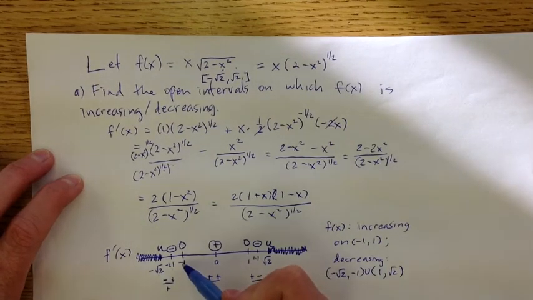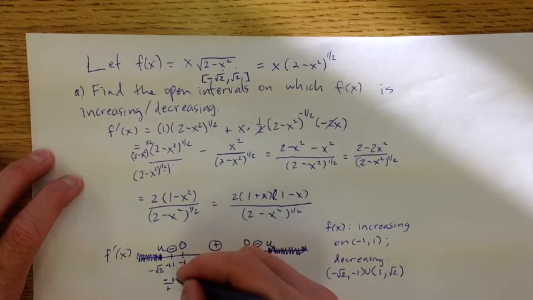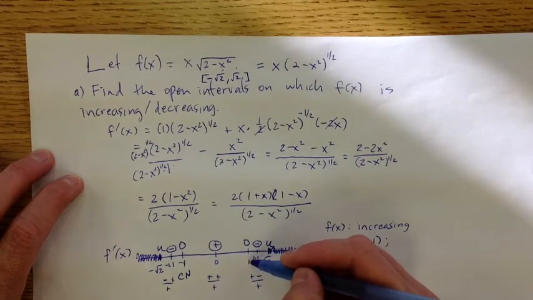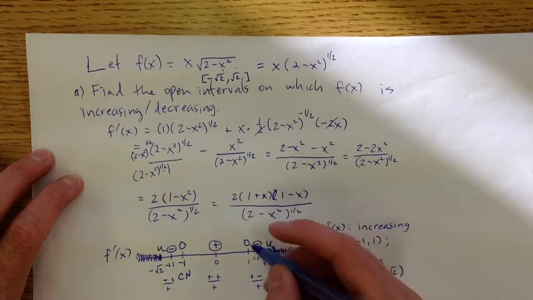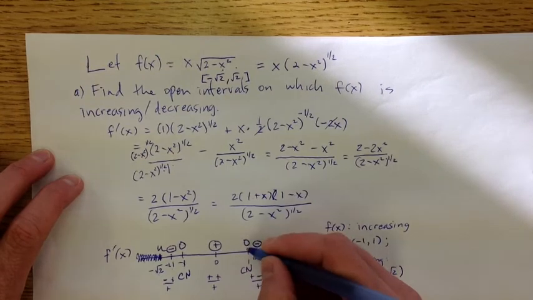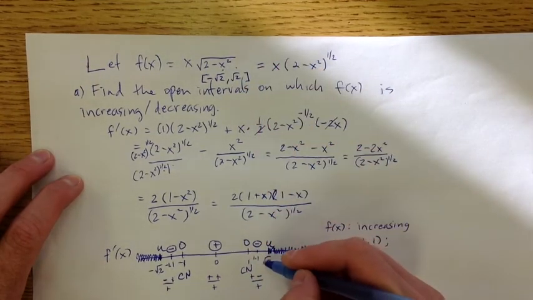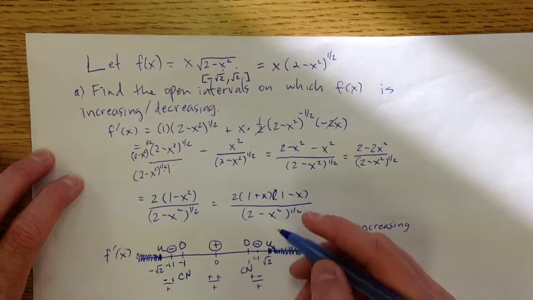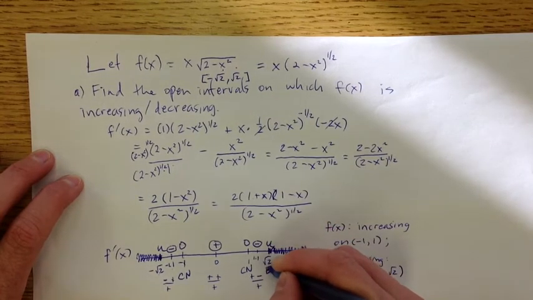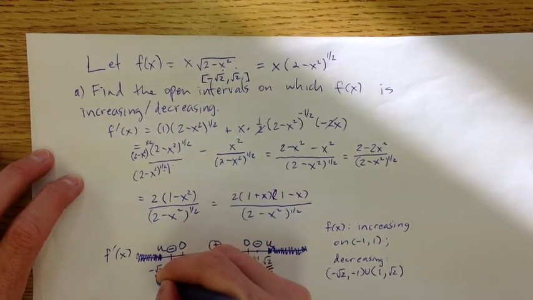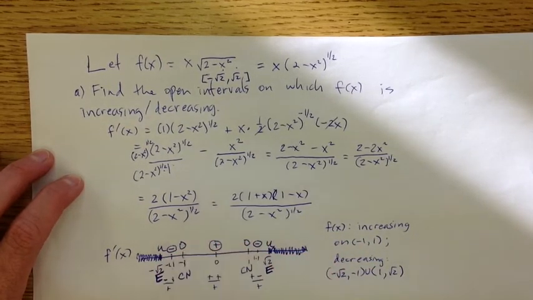This point here, x equals negative 1, where the derivative is 0, that's a critical number. This x value at 1, where the derivative is 0, that's also a critical number, because it's inside the domain, it's not an endpoint. And this value, x equals root 2, where the derivative is undefined, that's an endpoint. So I'll call those E for endpoints because I examine them separately.